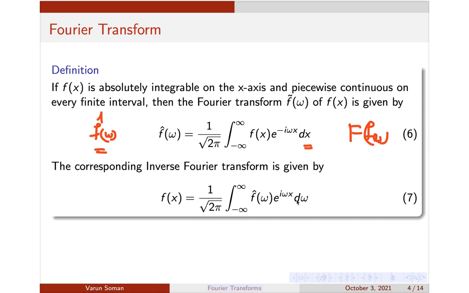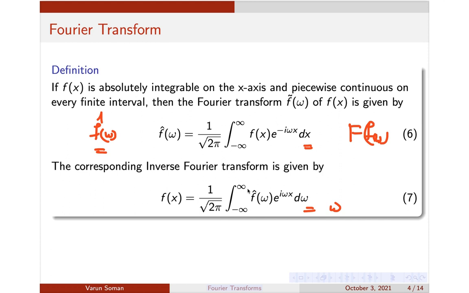Now when you integrate this one, the variable of integration is omega, so x is a constant here. So when you integrate, you will get the value in terms of x. And as I told you, since the definition comes from the Fourier integral formula, different textbooks have defined the Fourier transform in different ways.